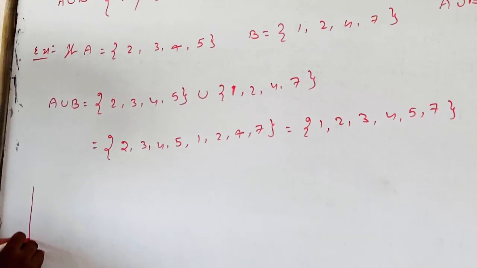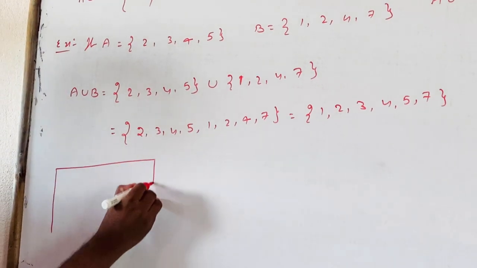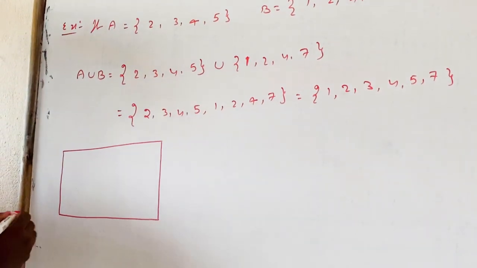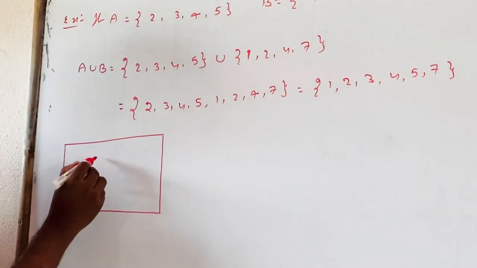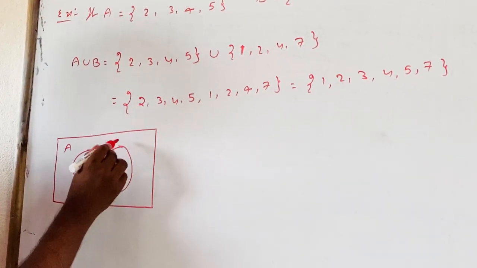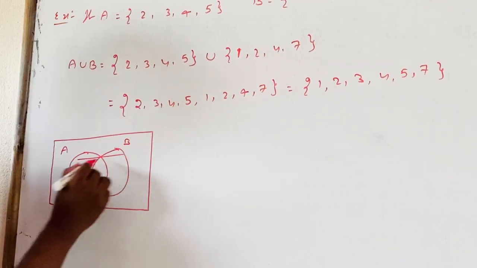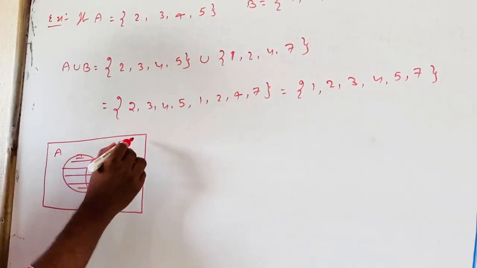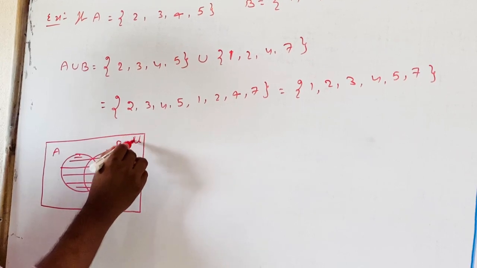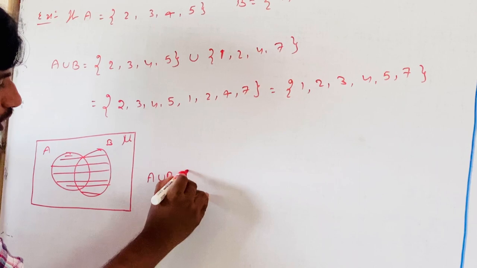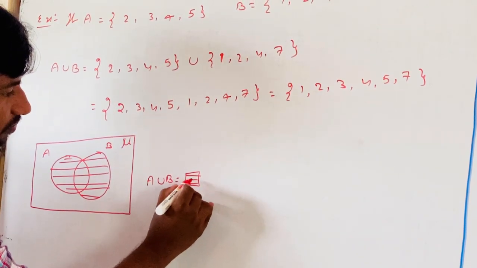The Venn diagram of A union B, as already discussed: the big set is generally drawn as a rectangle, the universal set mu. For example, this is A and this is B. Now this total setting is called A union B.